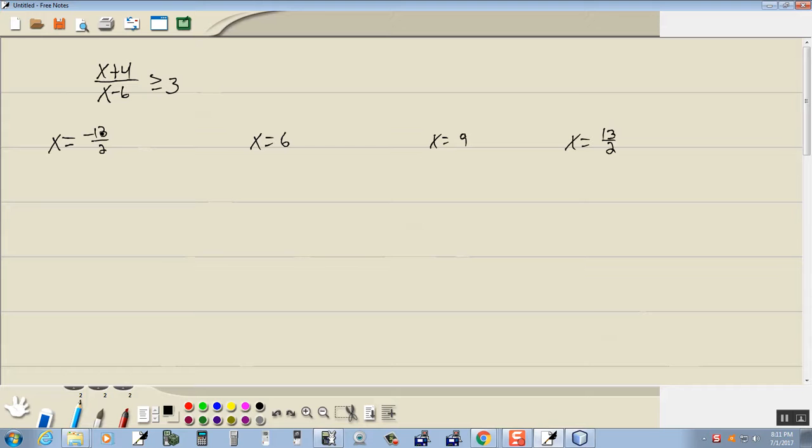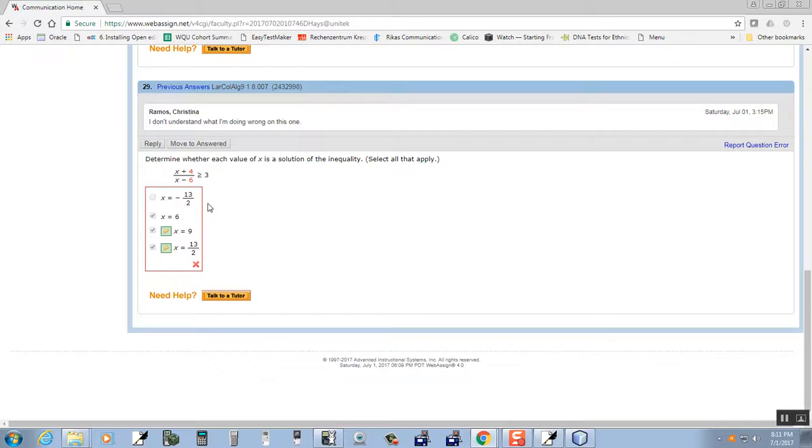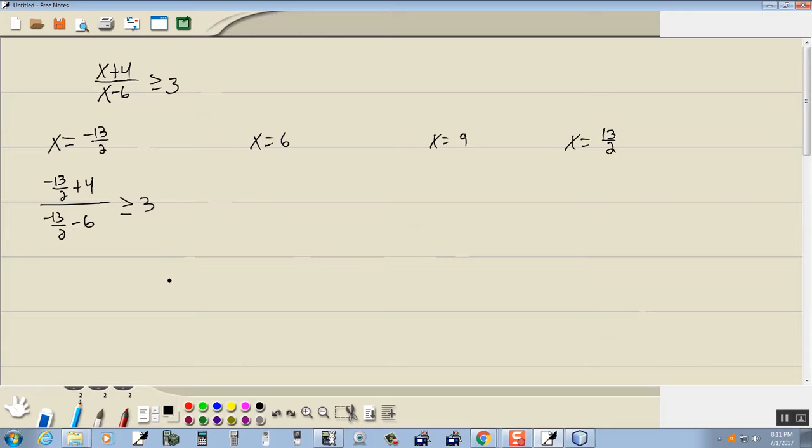Now what we do is we plug these x values in for the x here. So we'd have (negative 13 halves plus 4) over (negative 13 halves minus 6) is greater than or equal to 3. Now this is a question mark. We're not stating it's greater than or equal to, we're wondering. Now this is a complex fraction, a fraction inside of a fraction.